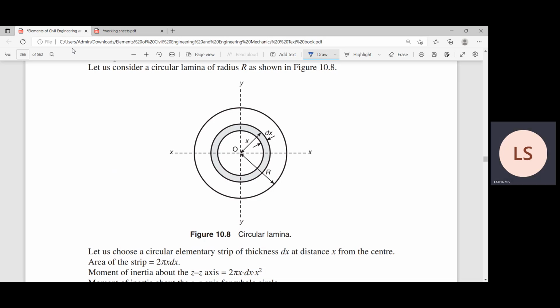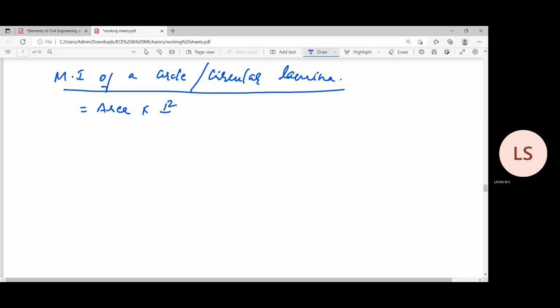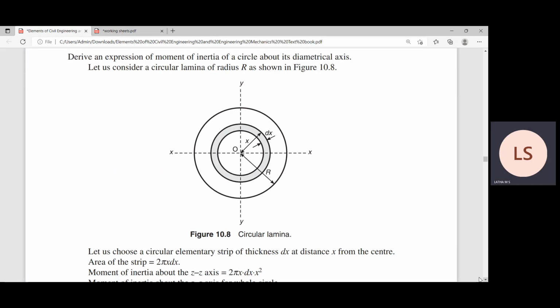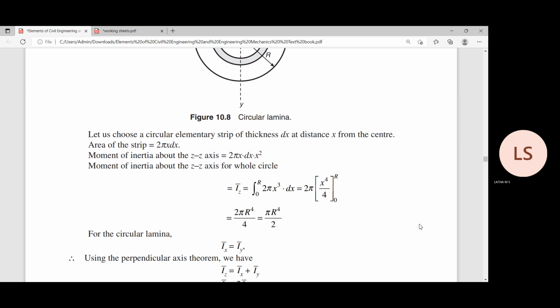We take the strip of the circle at a radius of x of thickness dx. I repeat, we'll consider a circle of radius r. Consider an elementary strip of thickness dx at a distance of x from the center. Now we'll continue with the same lines. First thing, choose an elementary strip of thickness dx at a distance x from the center of the circle.